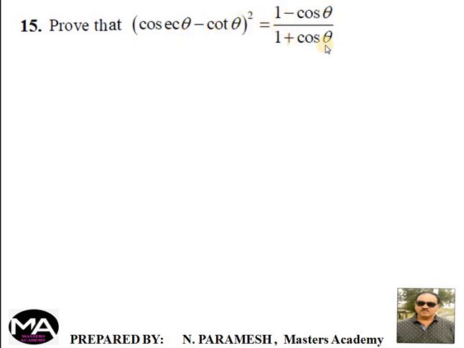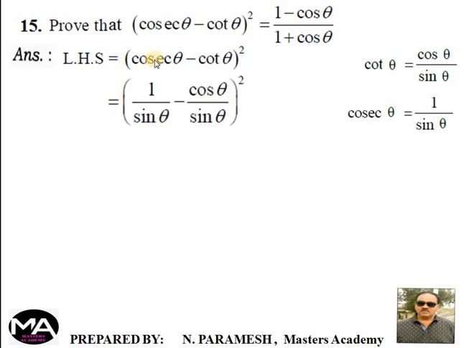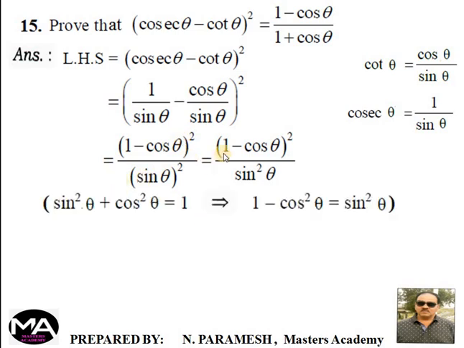15th question: prove that (cosecant theta minus cot theta) the whole square is equal to (1 minus cos theta) divided by (1 plus cos theta). Answer: cot theta is equal to cos theta by sin theta, cosecant theta is equal to 1 by sin theta. LHS: (cosecant theta minus cot theta) the whole square is equal to (1 by sin theta minus cos theta by sin theta) whole square. Taking sin theta as LCM, (1 minus cos theta by sin theta) whole square, that is (1 minus cos theta) whole square by sin square theta.